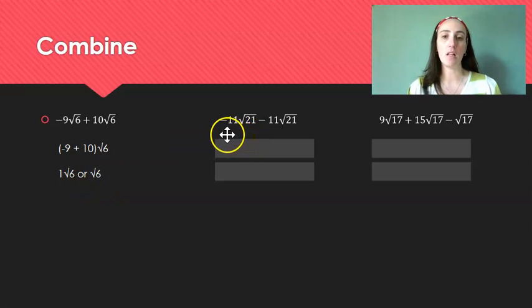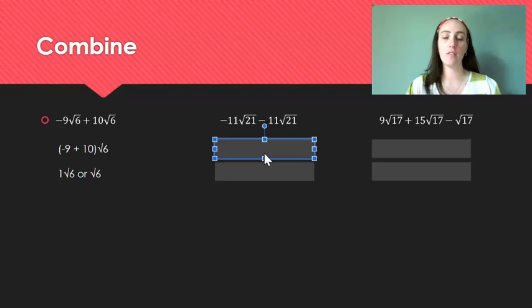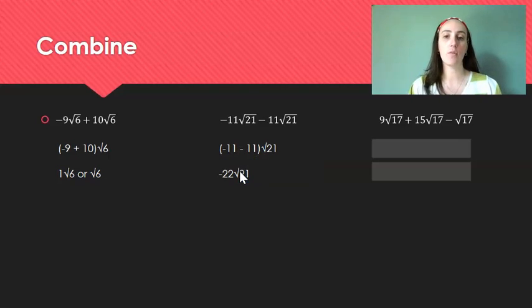Another example, negative 11 square root 21 minus 11 square root 21. Because they're like radicals, they're both square root 21. We combine the negative 11 minus 11. When we combine that, that gives us negative 22. So our final answer when combined is negative 22 square root 21. We just keep that square root 21 on the end of it.